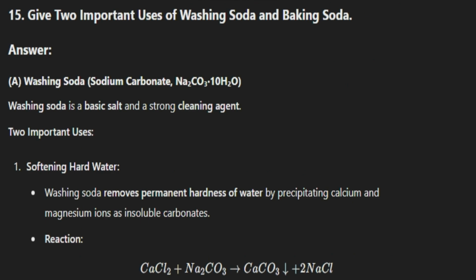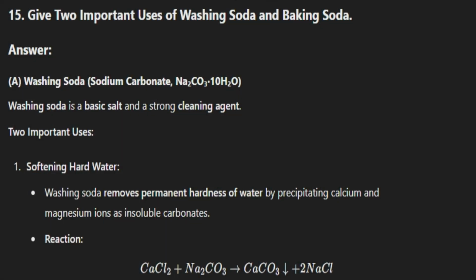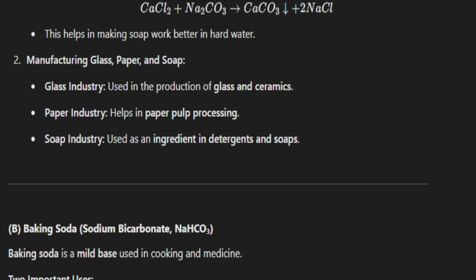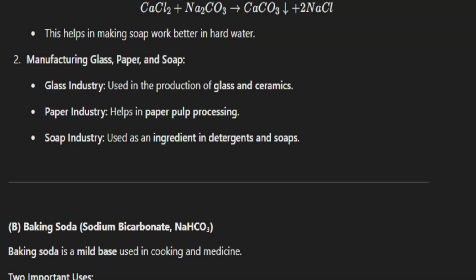15. Give 2 important uses of washing soda and baking soda. Answer. A. Washing soda, sodium carbonate, Na2CO3·10H2O. Washing soda is a basic salt and a strong cleaning agent. 2 important uses. 1. Softening hard water. Washing soda removes permanent hardness of water by precipitating calcium and magnesium ions as insoluble carbonates. Reaction. CaCl2 plus Na2CO3 gives CaCO3 plus 2NaCl. This helps in making soap work better in hard water.